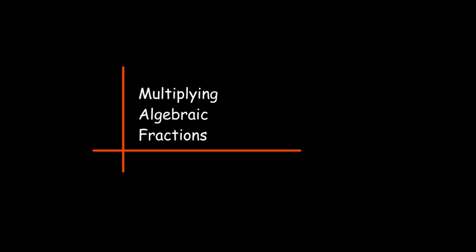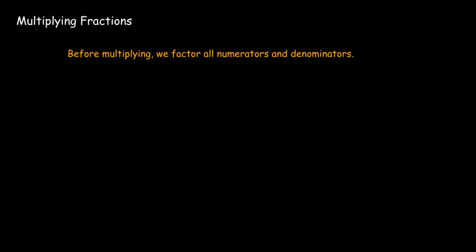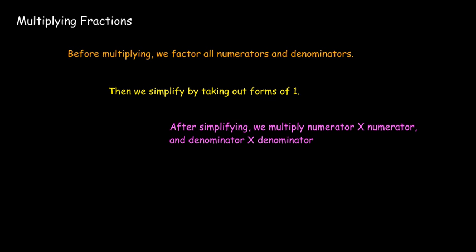In this short video, we're going to explore how to multiply algebraic fractions. So, the process is quite simple. Before we do any multiplying, we're going to factor all of the numerators and denominators completely. And then, before multiplying, we're going to simplify by taking out any forms of 1. And then, after simplifying, we'll multiply the numerator times the numerator, and the denominator times the denominator.